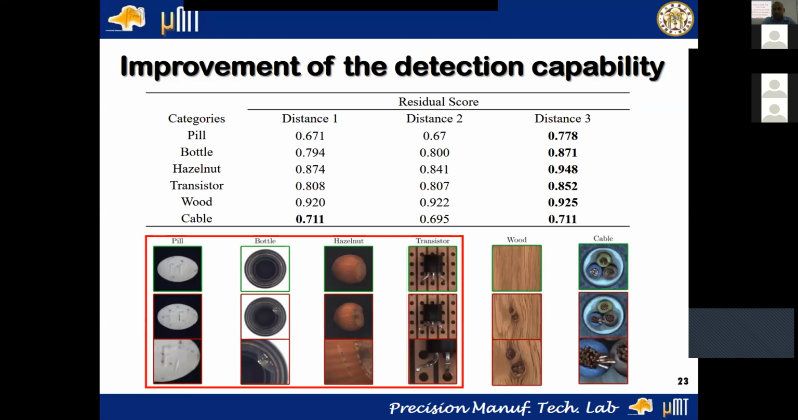Here is the result of verification of improvement of the detection capability. This page shows the categories with higher AUC detected by using distance 3, including pill, bottle, and hazelnut categories, etc. Most of them are object samples. The reason is the generator was able to reconstruct the object samples much better than the texture samples, with no variation in object samples. In the case of detecting object samples, feature extraction made data loss, resulting in a decrease in AUC.